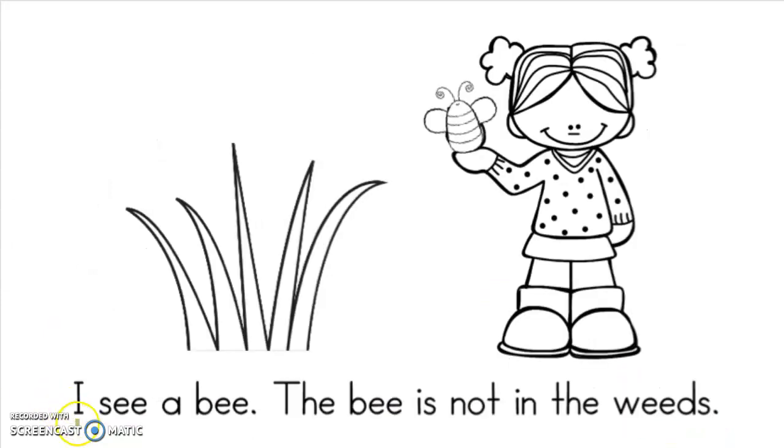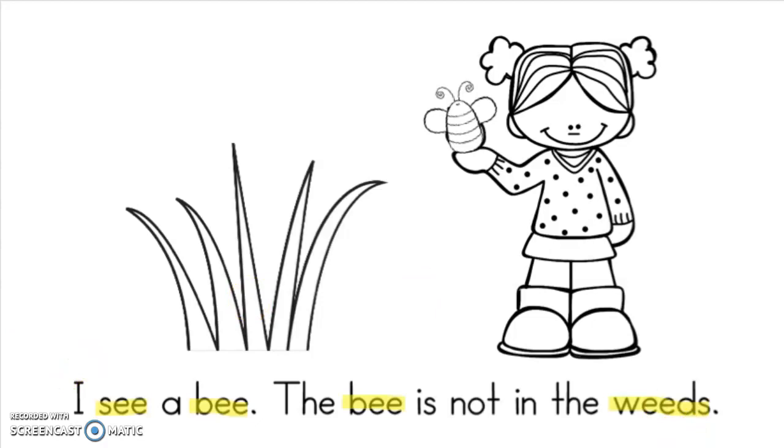Oops, sorry. All right, so on this page, again, I'm going to highlight all the words that we see with that EE vowel pair. And again, many of them are repeating. The word that looks like it changes is the last word in the sentence, okay? So let's read it again. I see a bee. The bee is not in the, and for this word, we see the beginning sound, w, eeds, w, eeds, weeds. So I see a bee. The bee is not in the weeds.